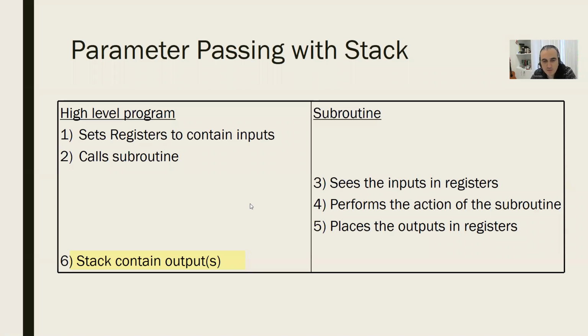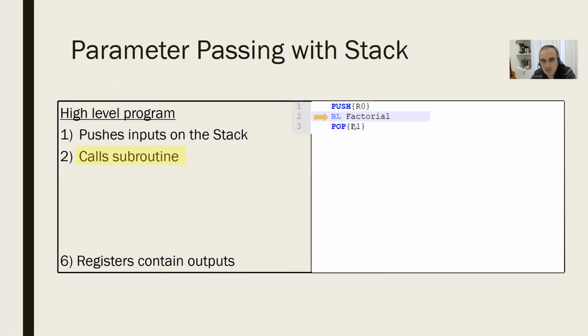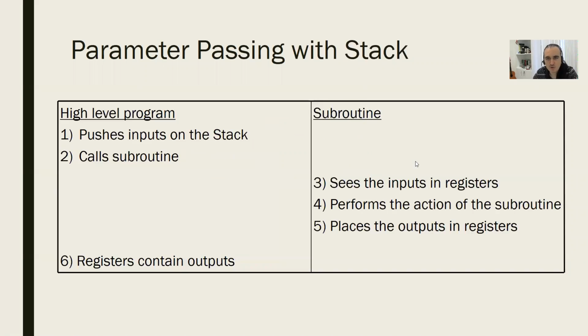So if you want to just use those values in your main function, you have this pop R1 so that you get the value to R1, to anywhere you like. It's at the stack. So guys, let's try to go over this example.